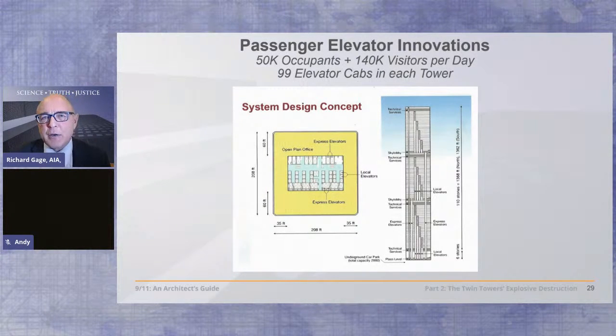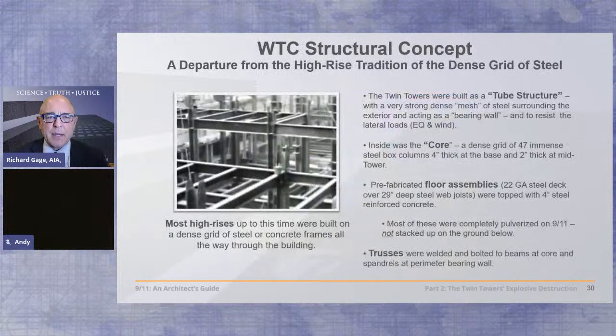But the engineering innovations were extraordinary. First, getting nearly 140,000 visitors and 50,000 occupants to their destinations every day in 100 elevator cabs. I mean, how do you do that? Well, they accomplished this with a 3-part system where you would transfer at these sky lobbies. And that was quite innovative, actually.